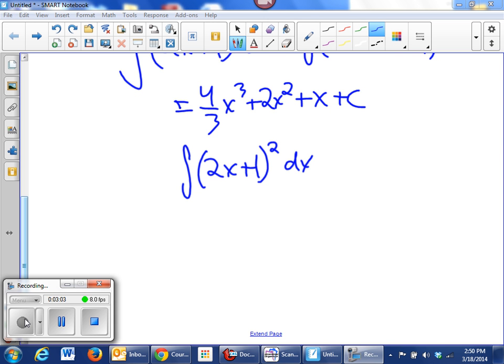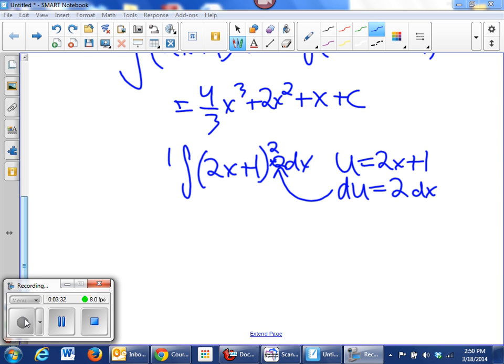determine your u, which is 2x plus 1. Determine your du, which would be 2 dx. Now you need to have a 2 in the problem, so you're going to bring that in and divide by 1/2. You have the integral then of 1/2 u squared du.